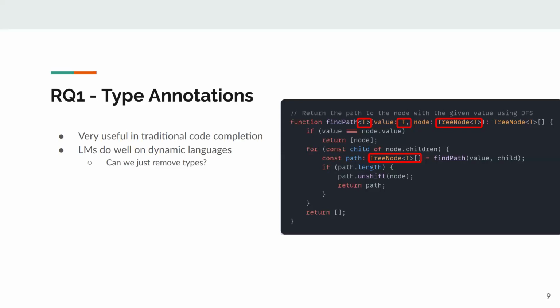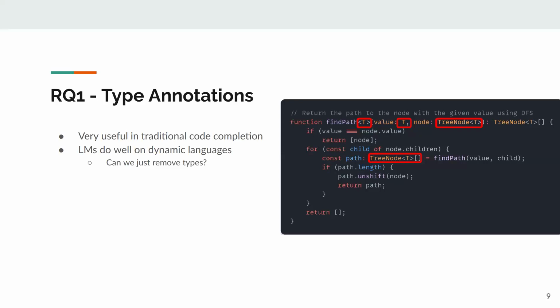Do we really need this generic T, value T, node 3, node T? Well, maybe not, because these language models work fine on dynamically typed languages as well, right? For instance, if we look at JavaScript, it is simply TypeScript without types. And we see that many language models are very capable at writing JavaScript.